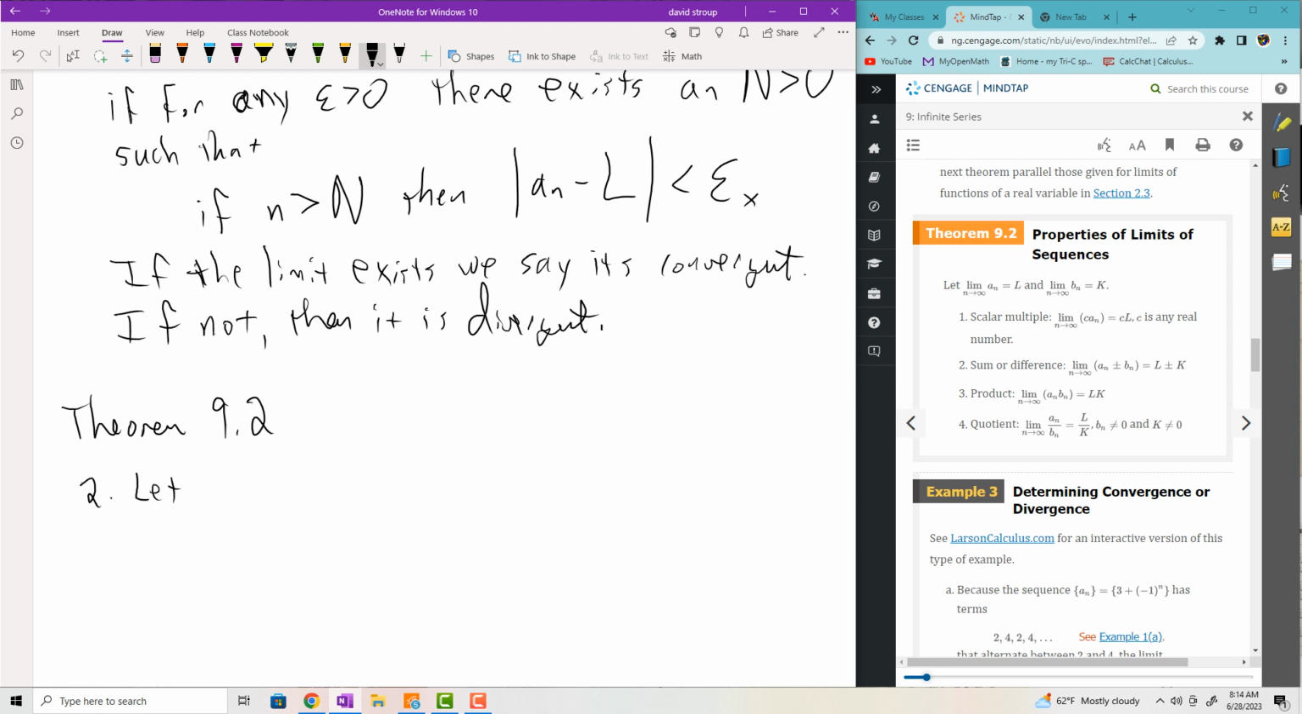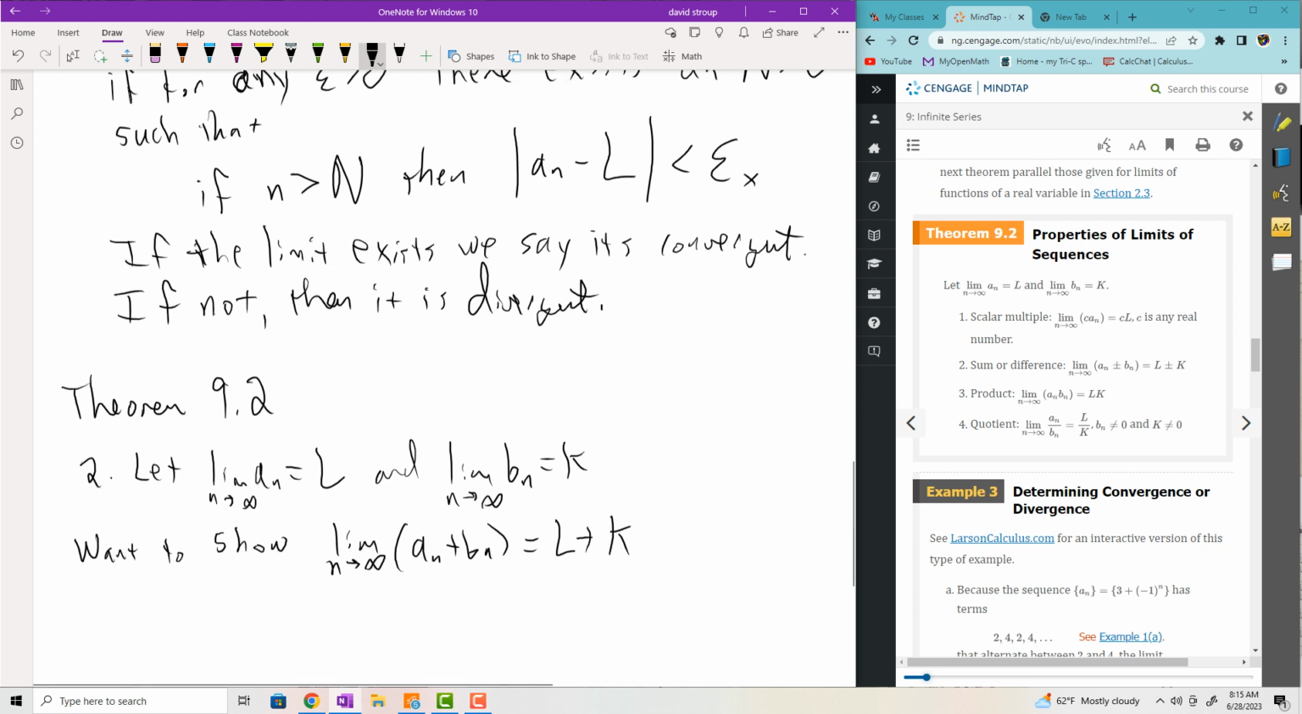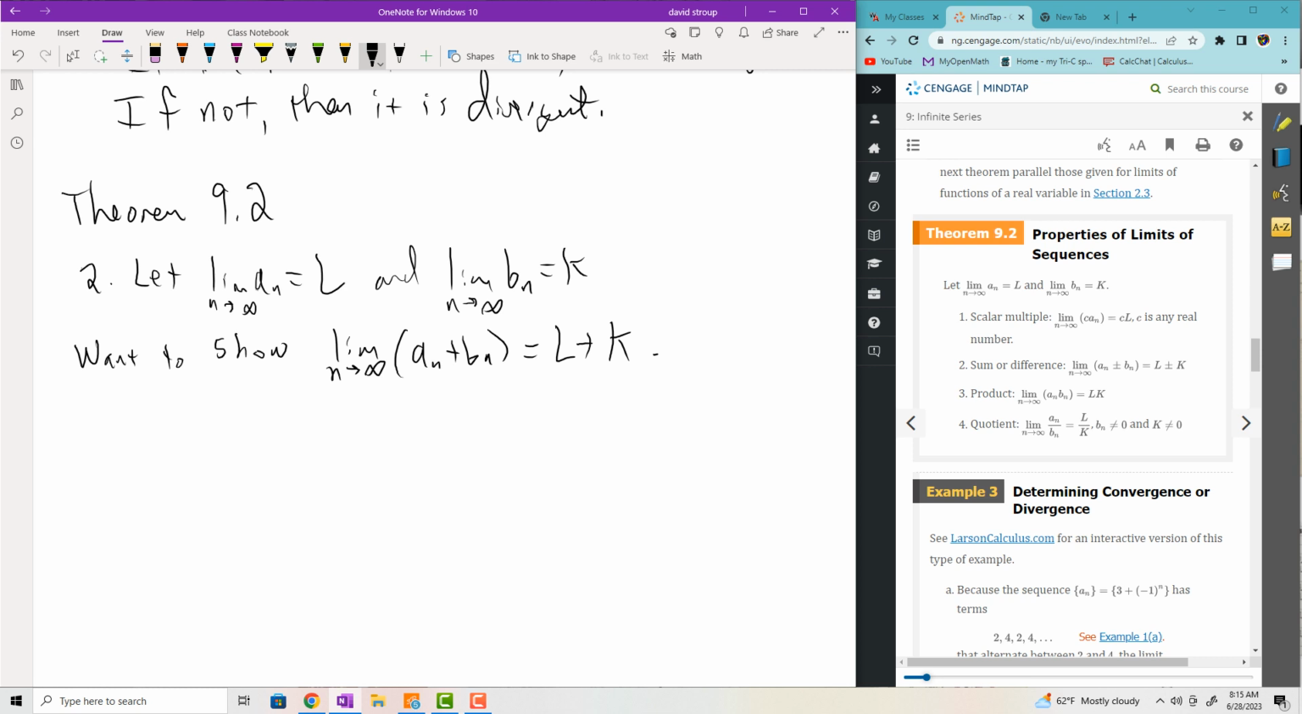So we'll start with that supposition, letting the limit of a sub n equal L as n goes to infinity, and the limit of b sub n equals k as n goes to infinity. And we want to show that the limit as n goes to infinity, and we'll just do an easy one, of a sub n plus b sub n equals L plus k. All right. Okay, so how are we going to do this? Well, we start with that first part, that the limit of a sub n equals L and the limit of b sub n equals k.